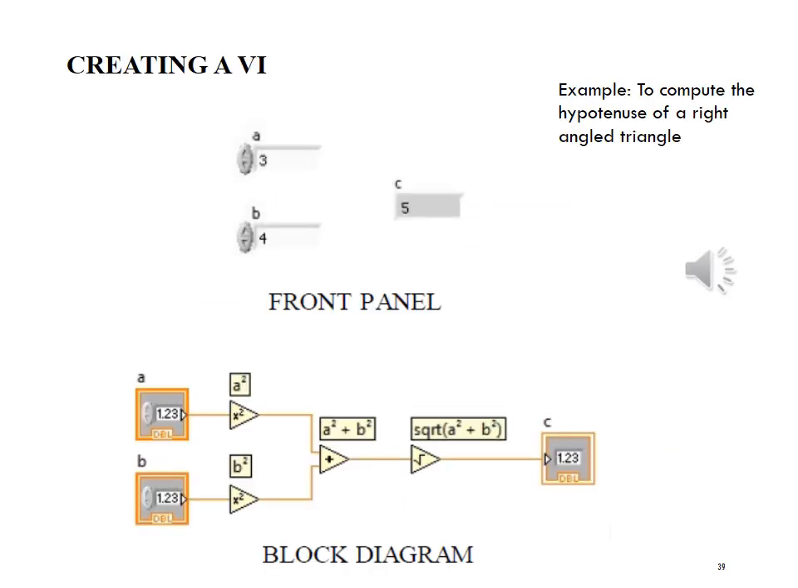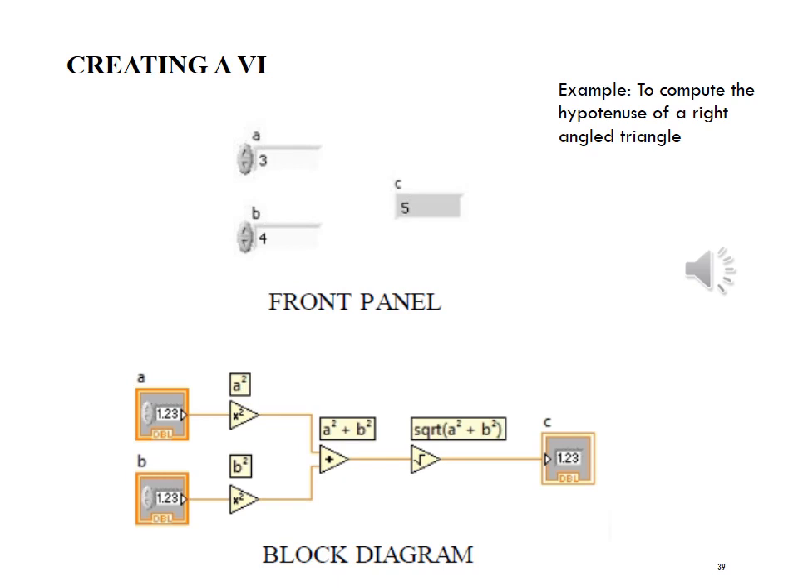An example of a LabVIEW model is as shown. Here the function is to compute the hypotenuse of a right angle triangle. In the front panel you can see there are two inputs, A and B, and C is the output. And the actual programming happens in the block diagram.